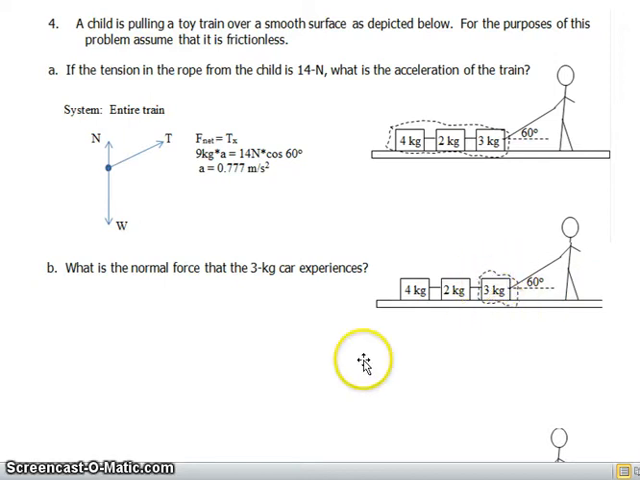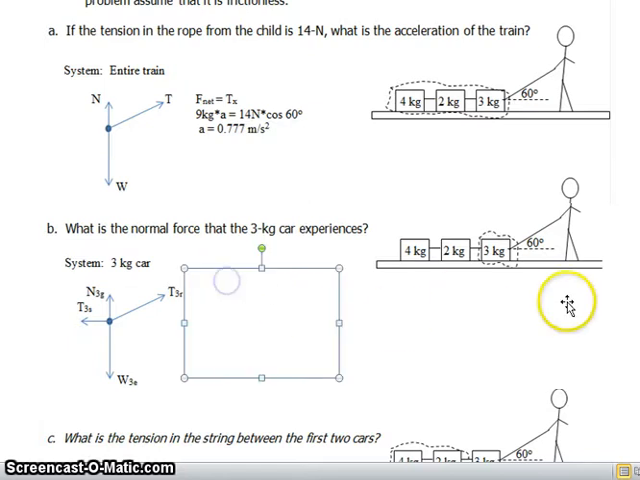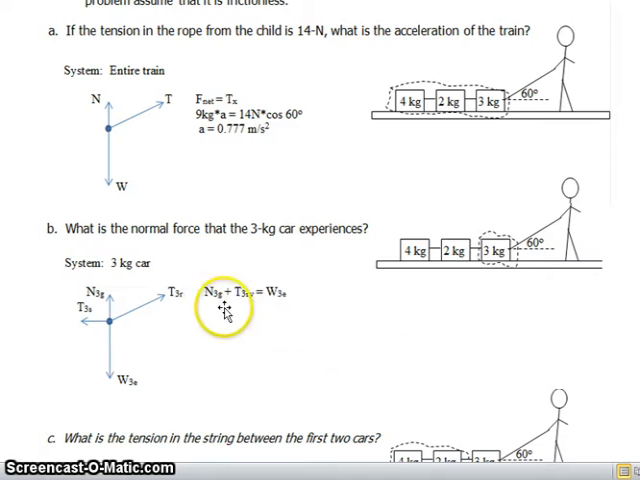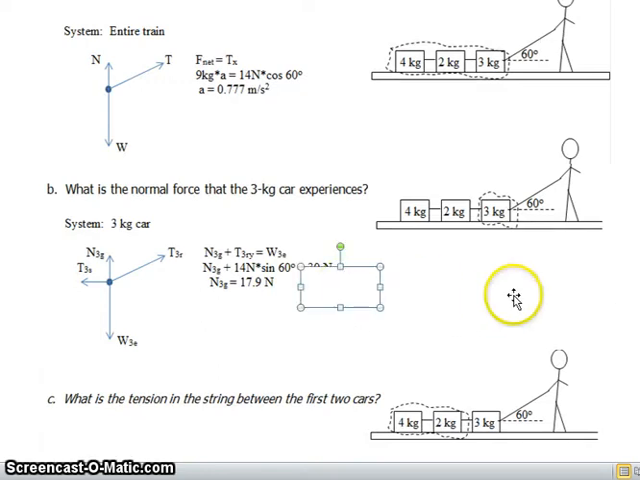Now my system's going to be the 3 kilogram car. So the free body diagram of it looks like this. Then the support force plus the y component of the tension is going to be equal to the weight because it's not having any accelerated motion vertically. Okay, then we can plug into this and solve for that support force, and we get 17.9 newtons.